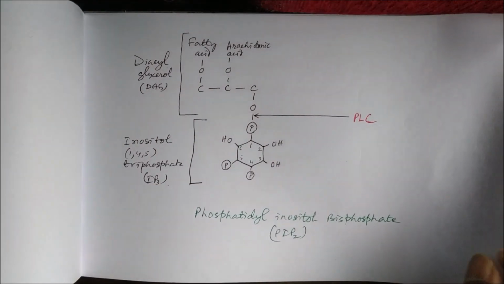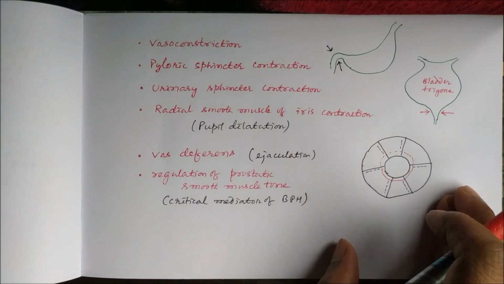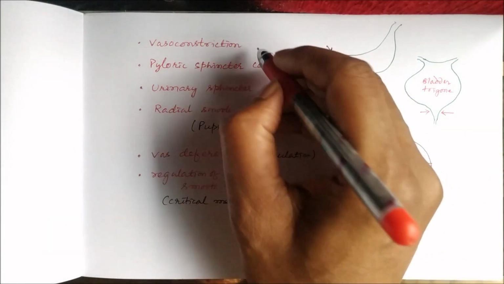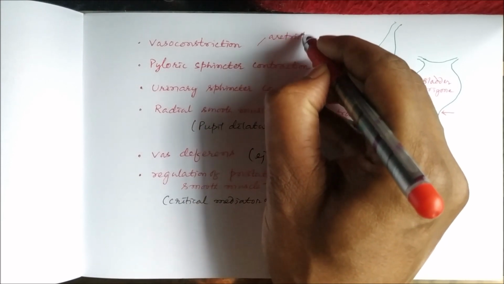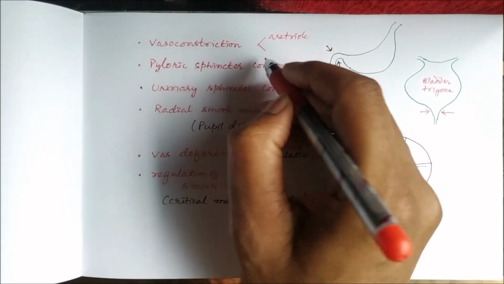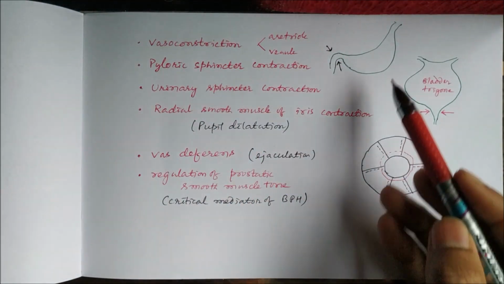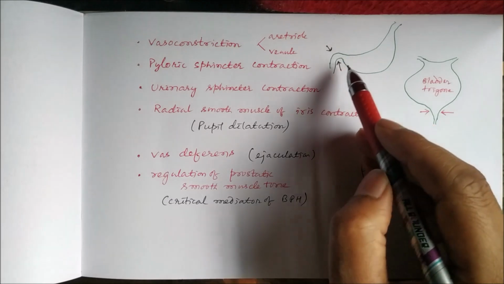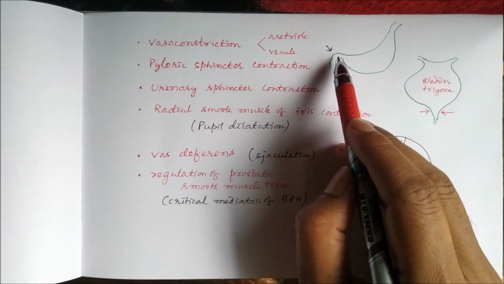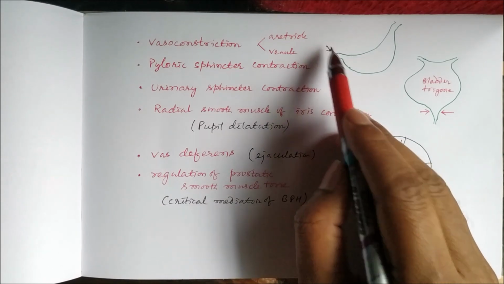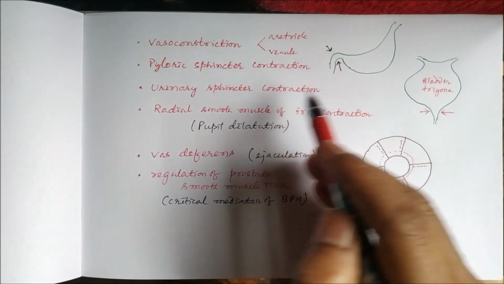So where is this alpha 1 receptor located? It is located in blood vessels, both in arterioles and venules. So it causes vasoconstriction, vascular smooth muscle contraction. It is also present in the stomach pyloric sphincter, which is smooth muscle. So pyloric sphincter contraction is done by the alpha 1 receptor located there.